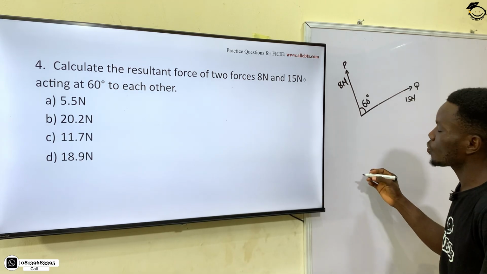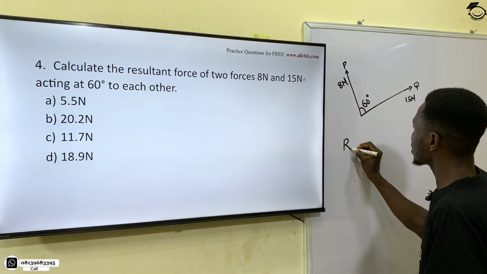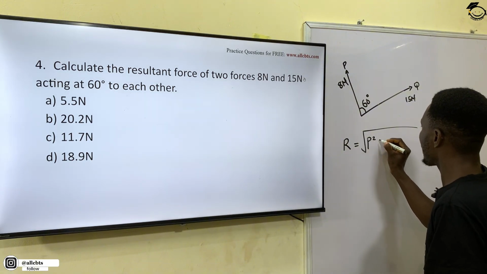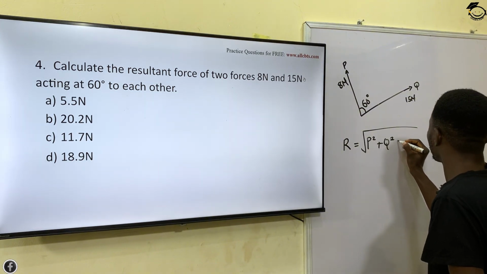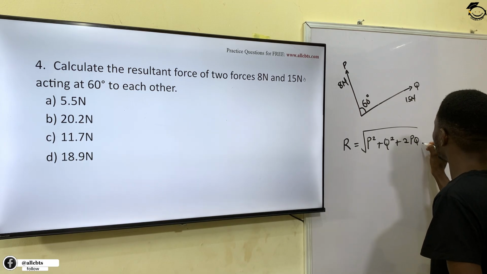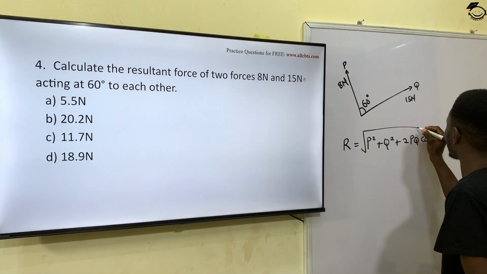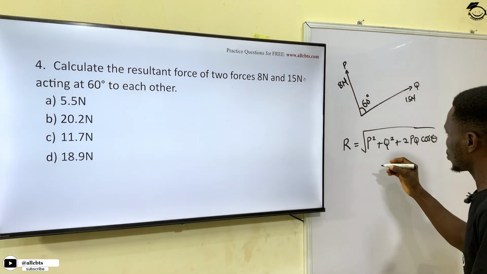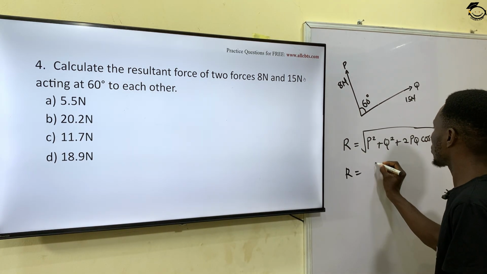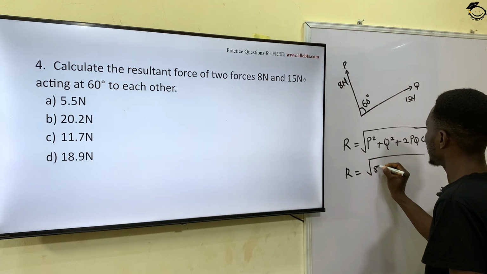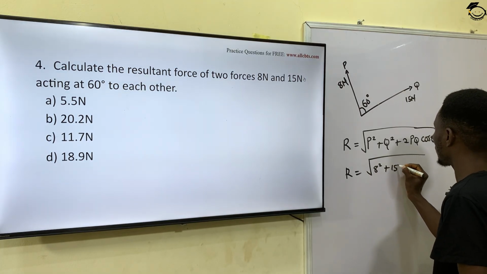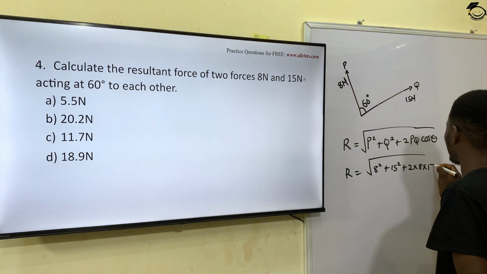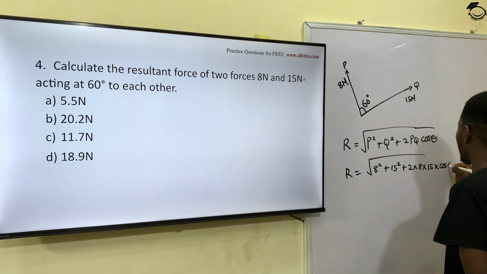So if you want to resolve these two vectors, we are simply going to use this formula that says R, which is the resultant, is equal to the square root of P squared plus Q squared plus 2PQ cos theta. So with this, we are going to use this formula to solve the question. So this means that my R will be equal to the square root of 8 squared plus 15 squared plus 2 times 8 times 15 times cos 60.